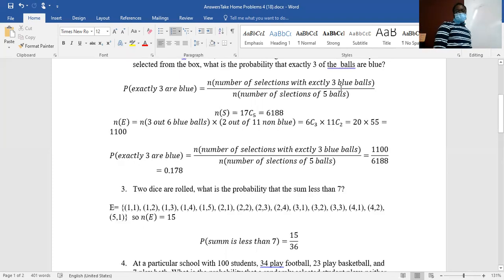Two dice are rolled. What is the probability that the sum is less than 7? We want to know in how many ways we can get sums when we roll 2 dice. So there are 36 outcomes, and we list the outcomes with a sum less than 7, like 1, 1. Easily list this.